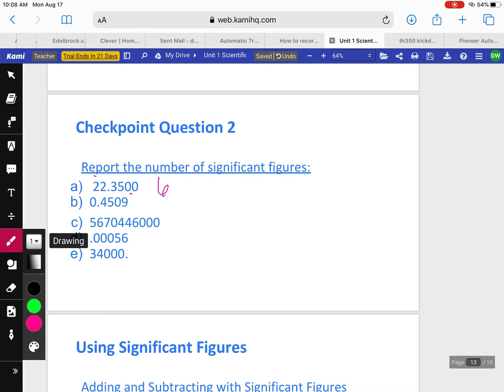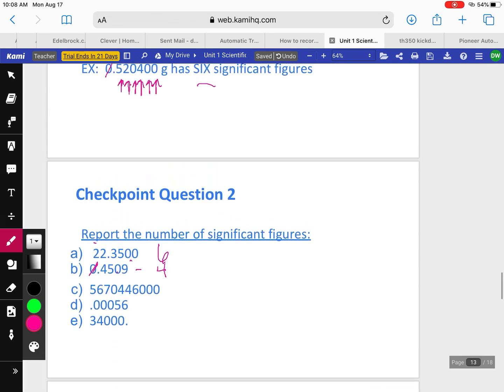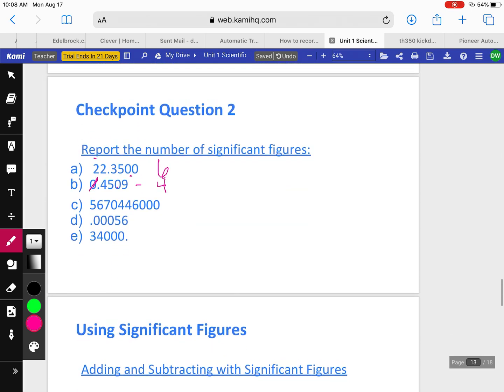All right, so if we look at this one, we have a leading 0. It is not significant, but the ones at the end are. So we've got 1, 2, 3, 4. This one has 4. This is a sandwich 0, not at the end. Now, if you notice the next one, C, we do not have any decimal points in this number. So the ones at the end are not going to be significant. So I'm just going to kind of mark through those. But all these others will count because this is a sandwich 0. So we're going to have 1, 2, 3, 4, 5, 6, 7.